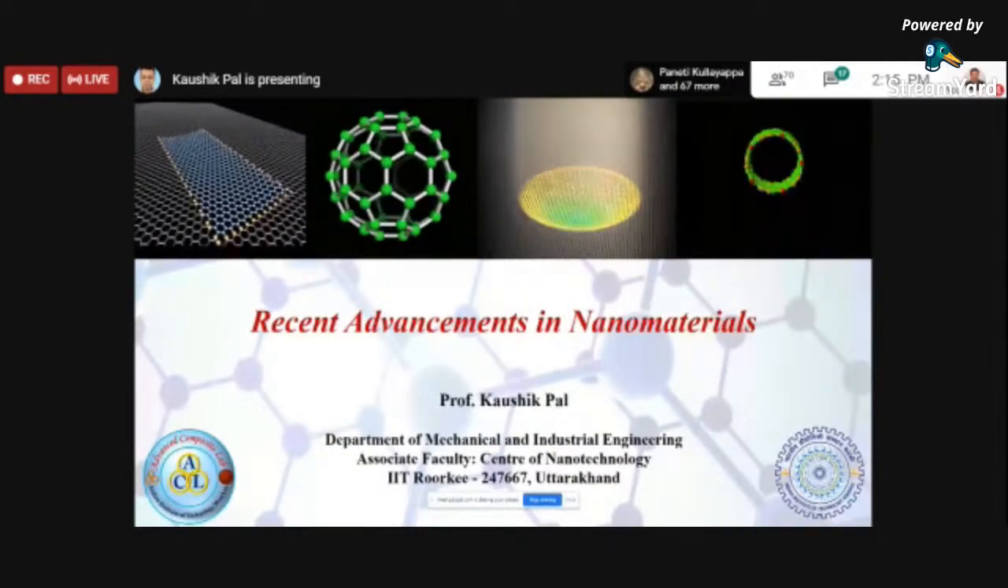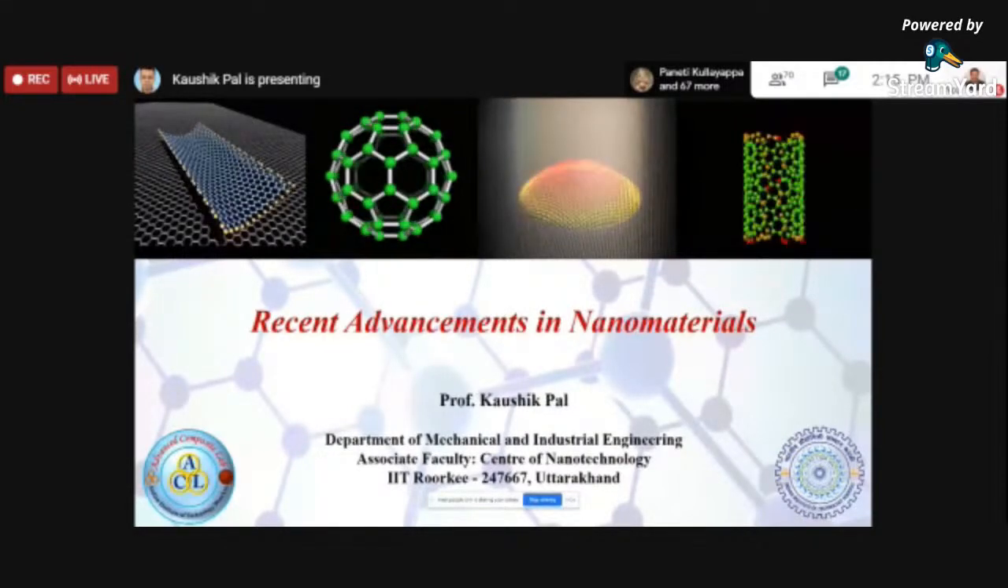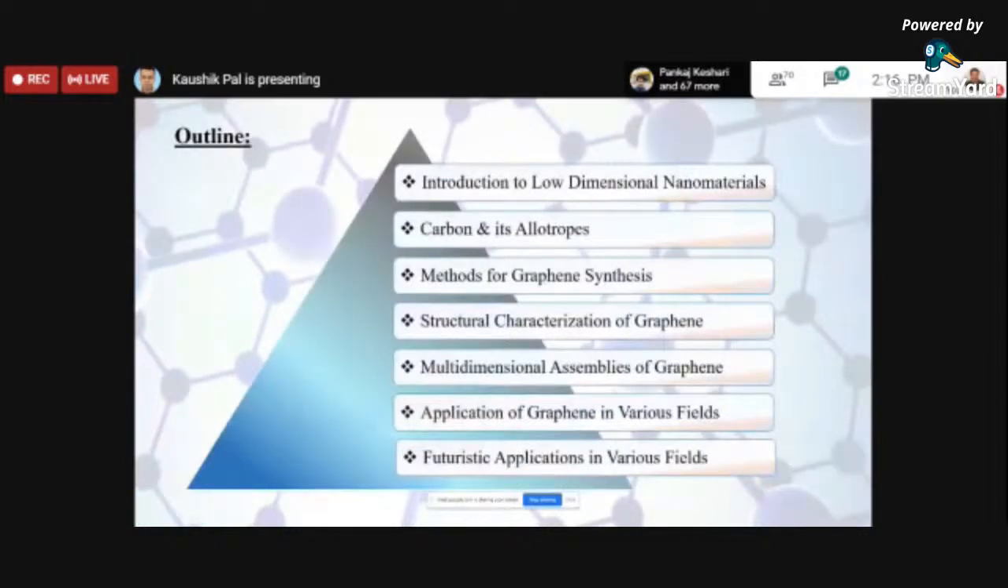for various applications. My outline for today's talk is that first I'll discuss the introduction of low-dimensional nanomaterials, then carbon and its allotropes, methods for graphene synthesis, structural characterization of graphene, multi-dimensional assemblies of graphene, then application of graphene in various fields, and futuristic applications, what we can do in the future for any kind of high-end research in various fields.